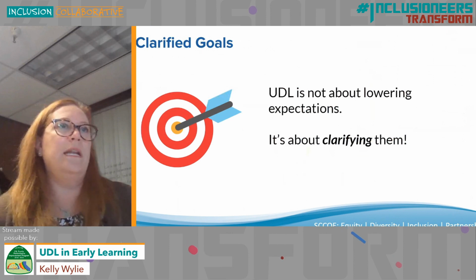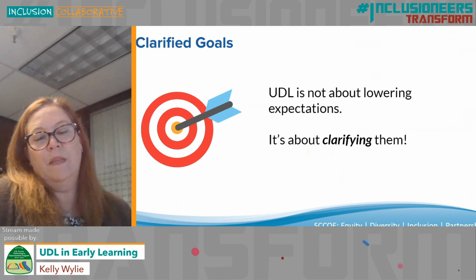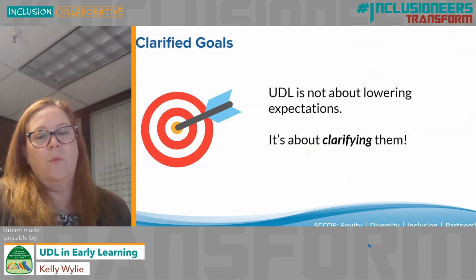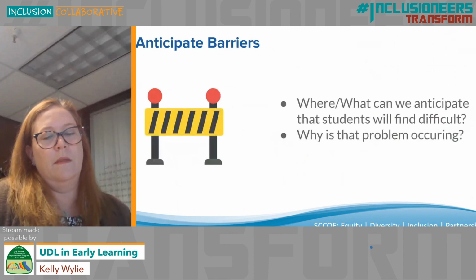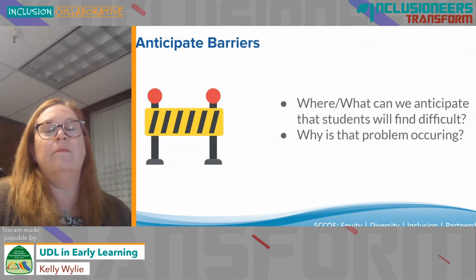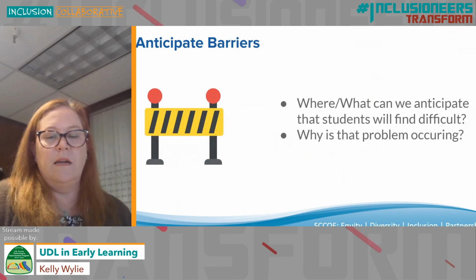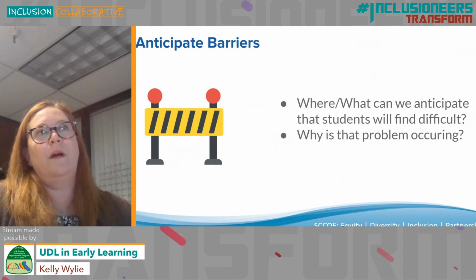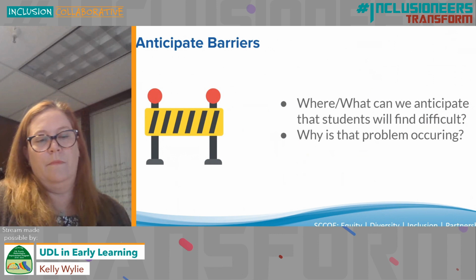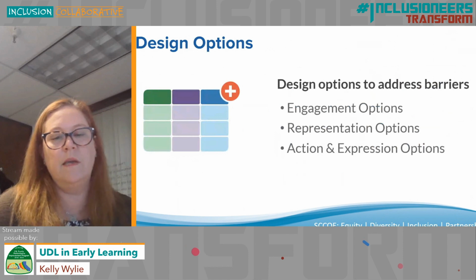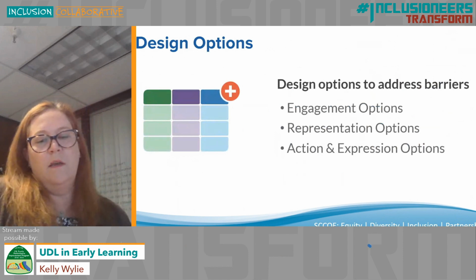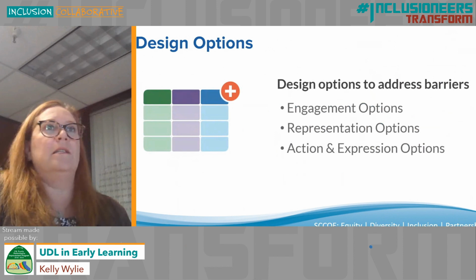UDL is not about lowering expectations, it's about clarifying them. And in order to do that, you must start with clear, concise goals. We need to anticipate the barriers so that we can design for them. What is it that we anticipate students will find difficulties? Is there any way that we can prevent this problem from occurring? When we design to address the barriers, we increase engagement options, representation options, and action and expression options.